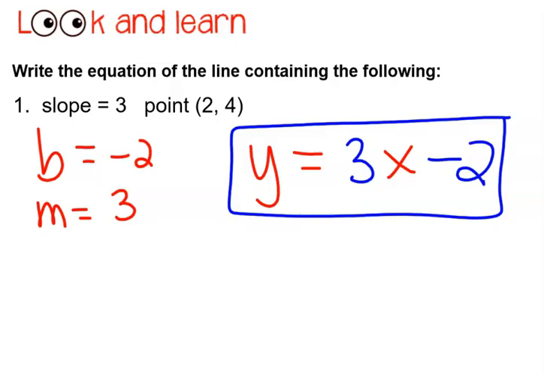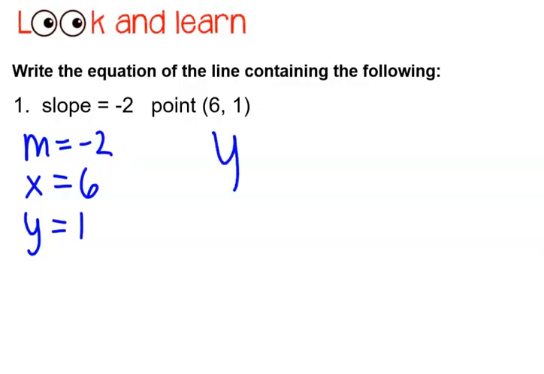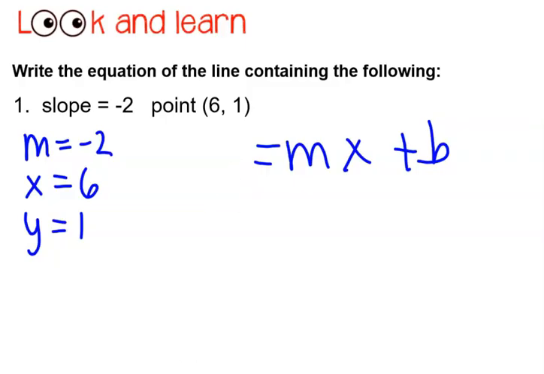Let's try this again. M is -2, x is 6, and y is 1. In my equation, I'm going to erase and replace the y value, the m value, and the x value. Notice when I replace my x value, I use parentheses.